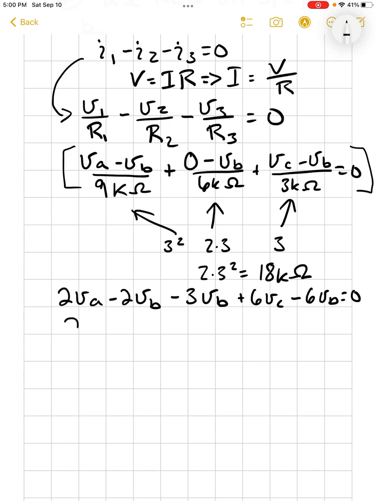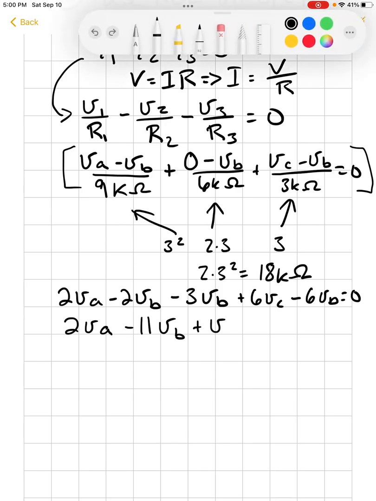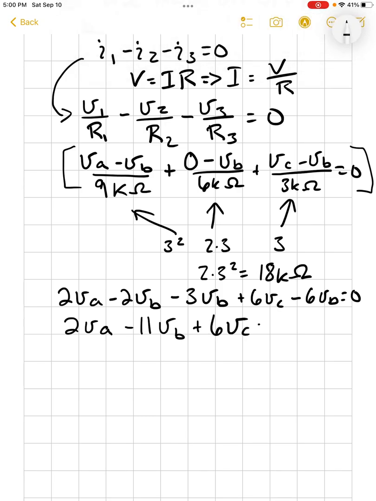I gather my like terms, so when we look at VB, that's going to be minus 2, minus 3, minus 6, so that's going to be minus 11 VB, and then plus 6 VC. That all equals 0. And this we're going to call equation 1. Okay? So that's our first equation. That's the equation that we got for VB. Now, one thing I should make one change really quick. This is not equation 1. We're getting to equation 1.